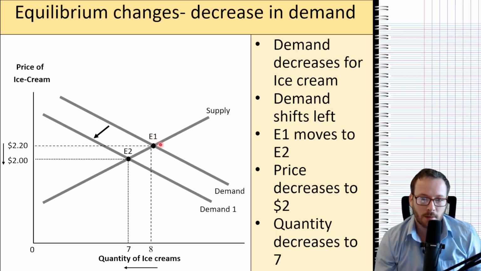Maybe it's winter. And we can see that because of this, the suppliers are going to have excess stocks. They've produced all this ice cream at this point. No one's buying it. So how do they get rid of it? They lower their prices and they produce less. Again, this is the natural invisible hand taking effect.